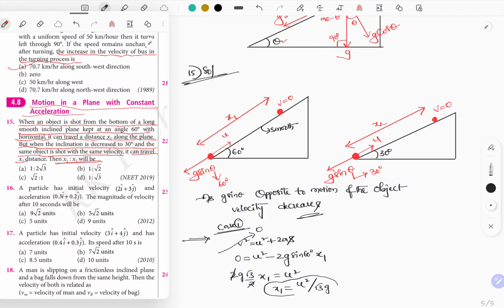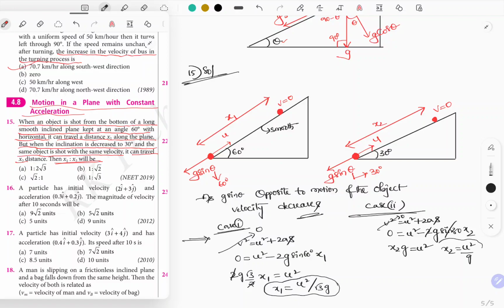This is x1. Okay, now with the help of the same equations of motion, let me find out x2 in case 2. In case 2, v square is equal to u square plus 2as. Again, v square is equal to 0, u square is u square, same initial velocity, minus 2g sin 30 into x2. Sin 30 is 1 by 2, 1 by 2 will get cancelled out, then x2 into g is equal to u square, and x2 is equal to u square by g. So this is the x2 value.